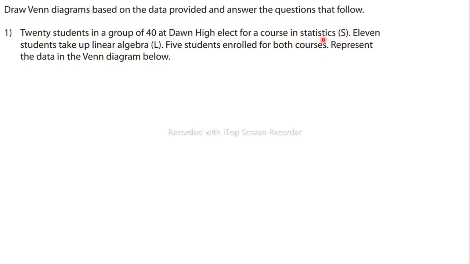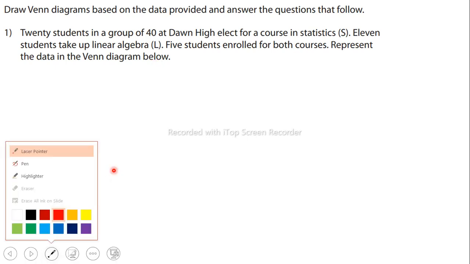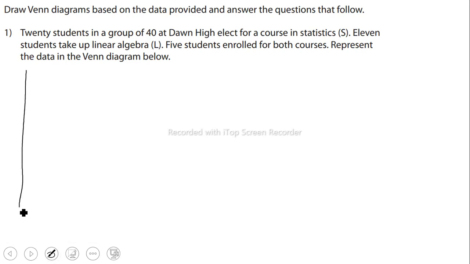11 take up linear algebra. I had to do linear algebra and statistics in undergrad. Nice courses. L. 5 students enrolled for both courses. Represent the data in the Venn diagram below. All right, so it's pretty easy. Let's draw a Venn diagram.